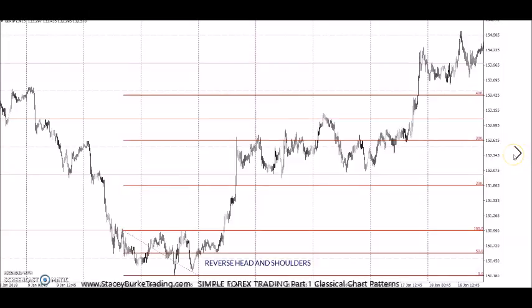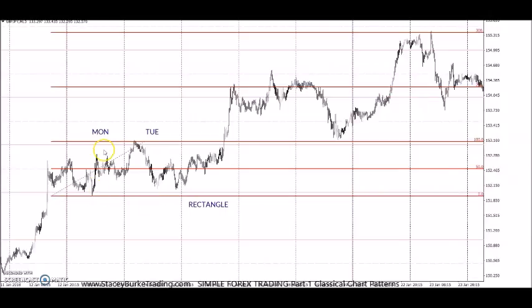Another example of a reverse head and shoulders. This is on a Wednesday, Thursday, Friday. So the market gave us our head and neck formation on the Thursday and then the reversal on Friday. Then we have a continuation Monday, Tuesday for a measured move of that pattern moving upwards.